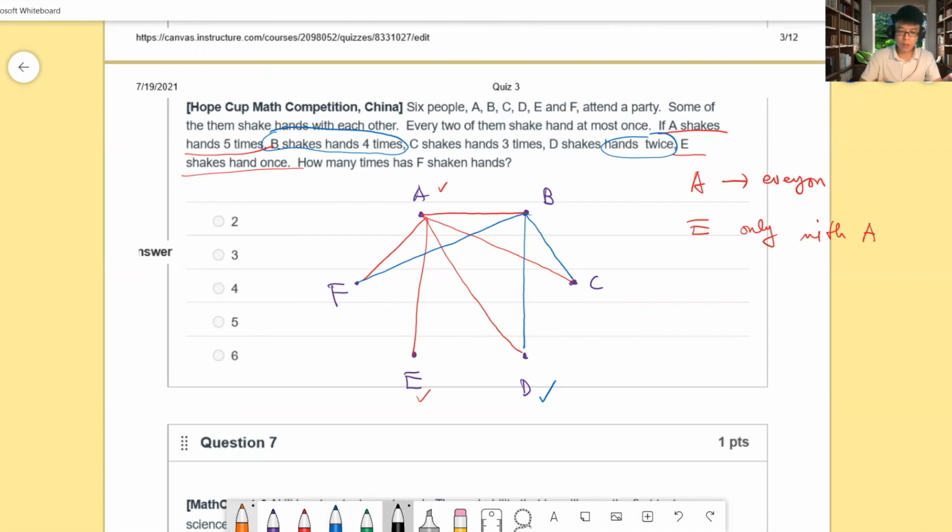Now finally we consider F. We notice that F shakes hands with 3 people. So the answer here is 3.